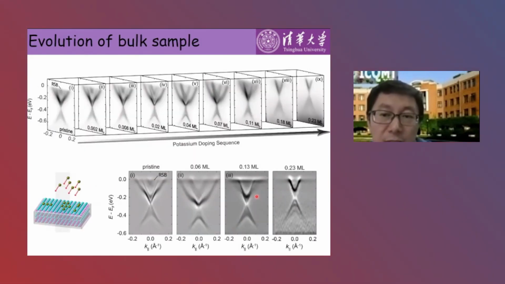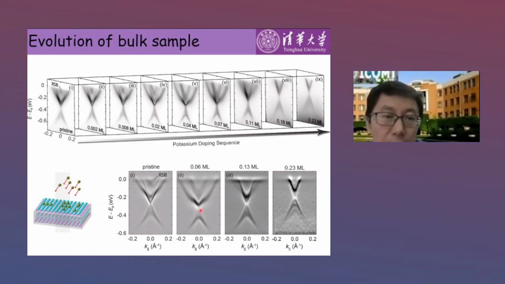To understand the interesting evolution of the electronic structure, we also conducted a doping-dependent measurement on the bulk sample. With slight doping, the band shifts towards high binding energies. At heavy doping, both the Rashba split and the kink disappear, leaving a band structure similar to that of the thin film.